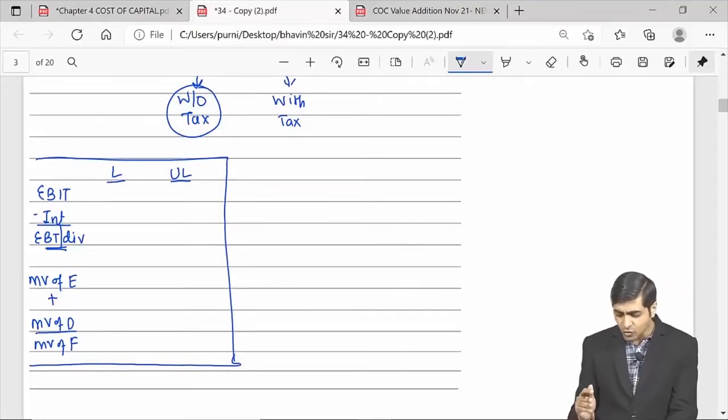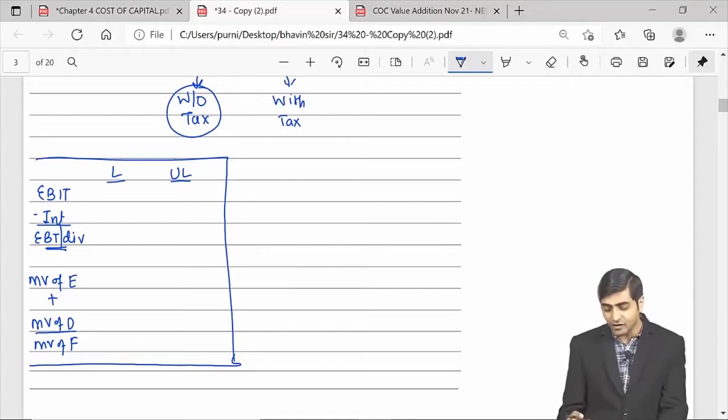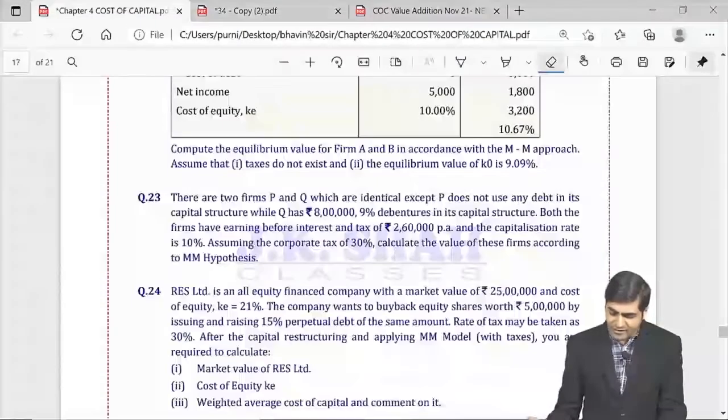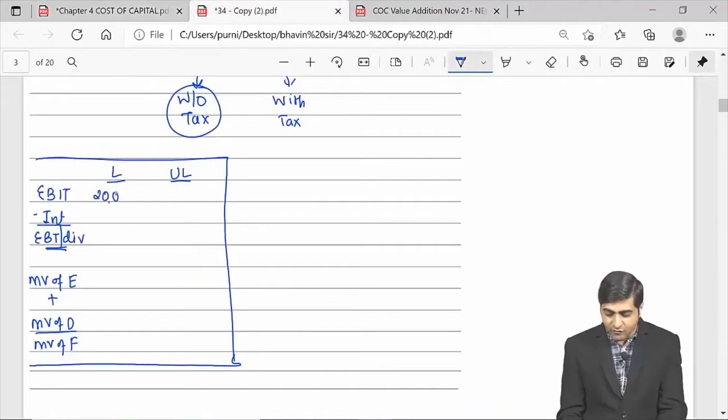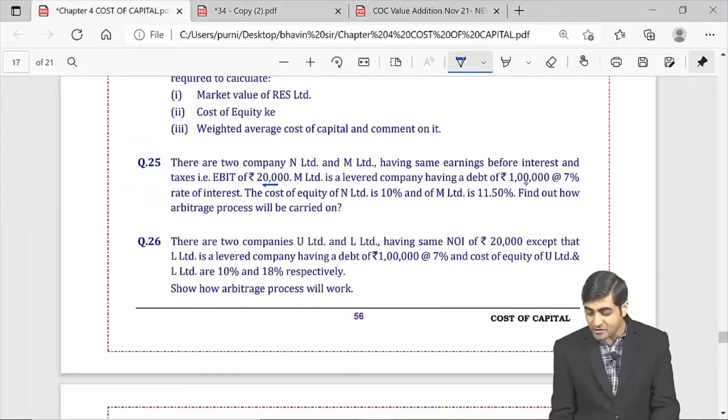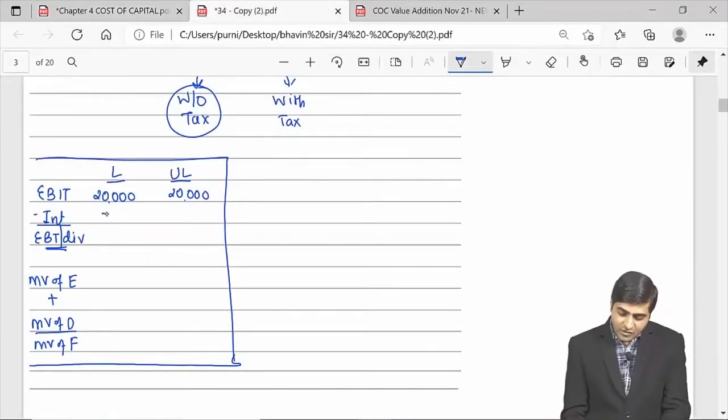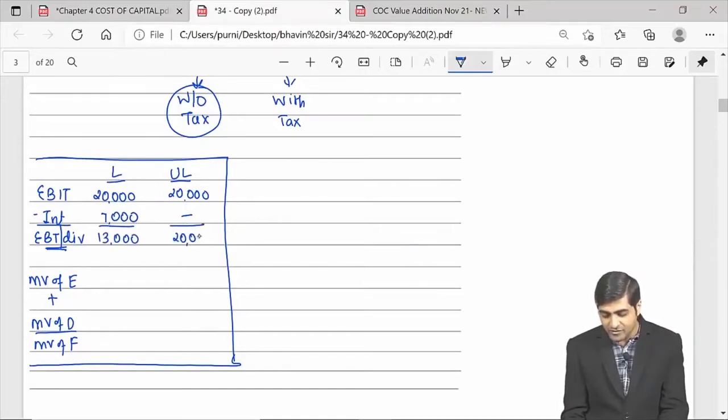First, to understand the market value of the firm for a levered company and an unlevered company, so that we can come to know which company is overvalued and which is undervalued. Let's take this example, question number 25, in which you have your EBIT as 20,000 rupees. We will take EBIT of 20,000 for the levered company as well as the unlevered company. Then we have debt in the capital structure of 1 lakh and the rate of interest is 7%. So the interest will be 7,000, and for the unlevered company there is no debt in the capital structure. So the levered company will have 13,000 and the unlevered company will have 20,000.